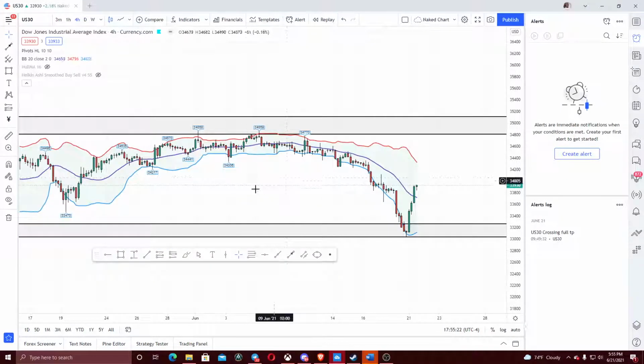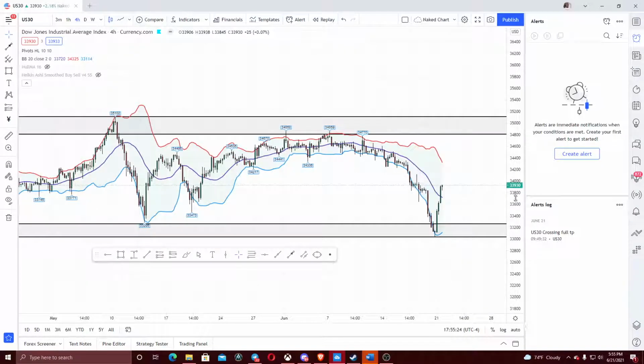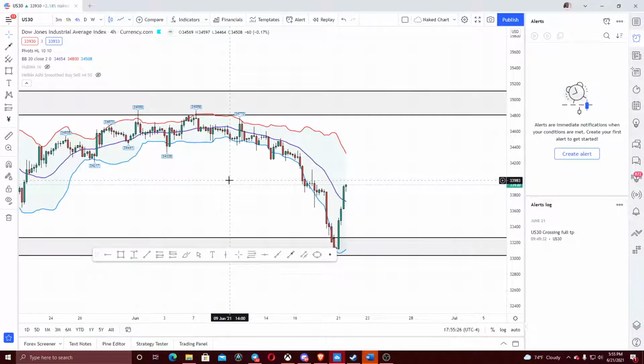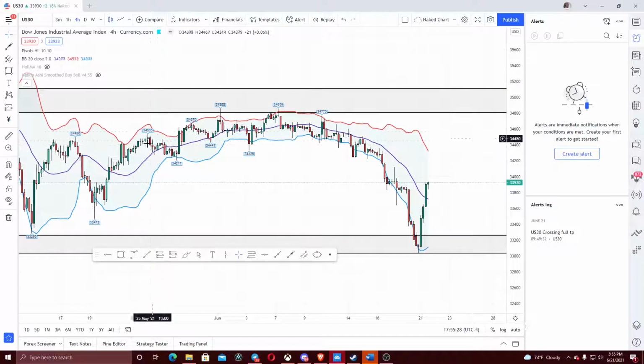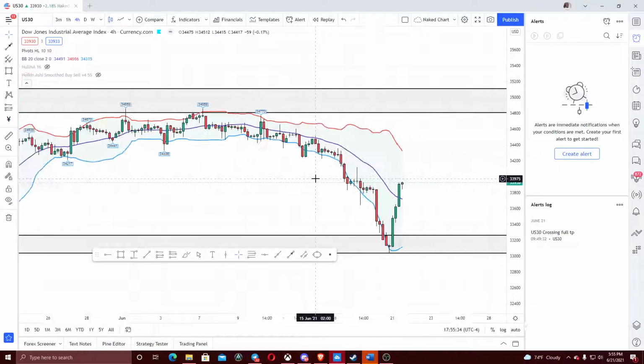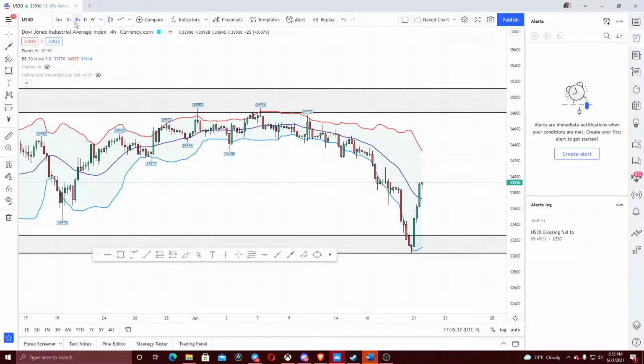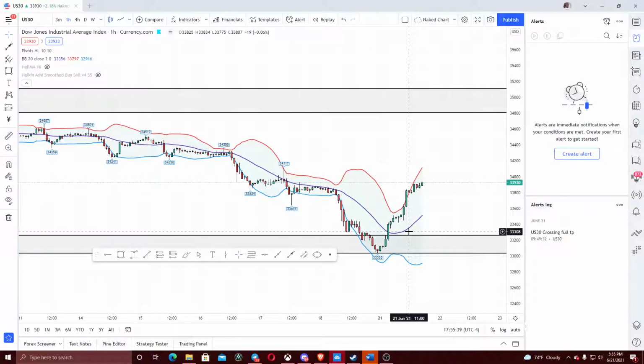Then on the 4 hour, as you can see, same thing with the Bollinger Bands. It shows the areas of support and resistance. And then I move down to the 1 hour for my trades.